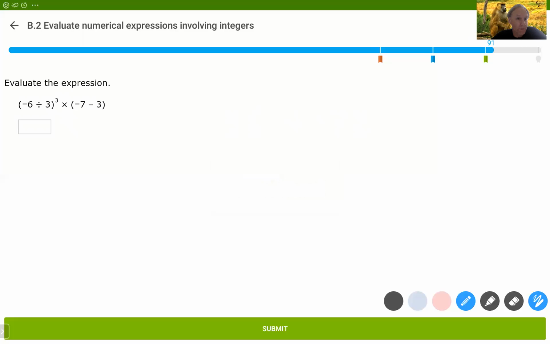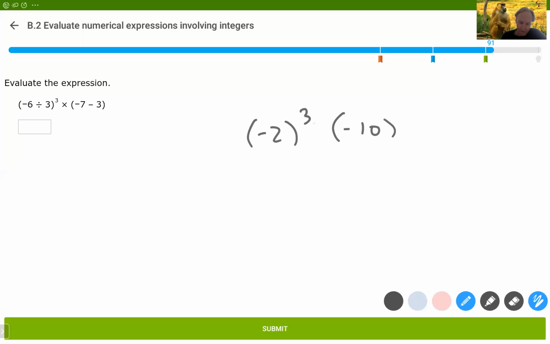Okay, we've got an exponent this time, yay, and some parentheses. So it looks like I'm looking at -6 divided by 3 is -2 cubed. That's how we say that. And it's being multiplied by -7 minus 3, which is -10.